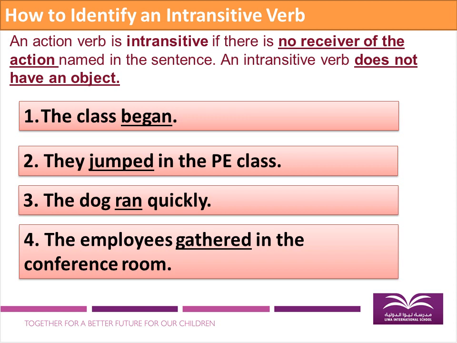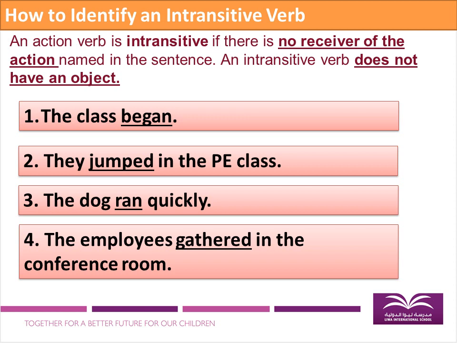How about to identify an intransitive verb? An action verb is intransitive if there is no receiver of the action. Again, no receiver of the action named in the sentence. An intransitive verb does not have an object. These verbs, they do not need an object. Alright? An intransitive verb does not have an object. We don't need an object here.